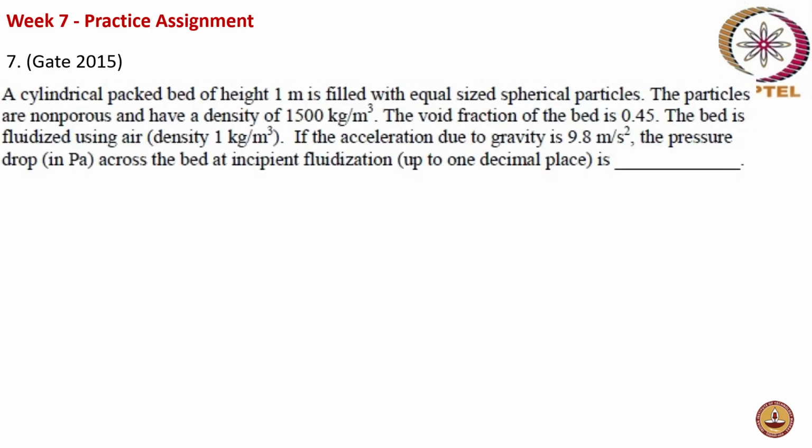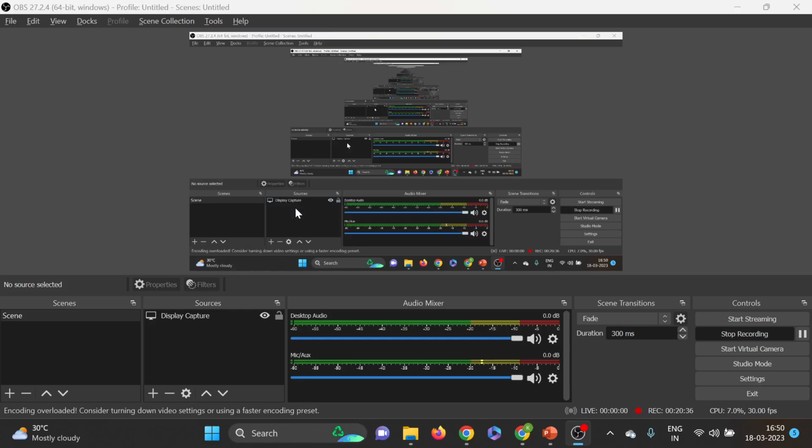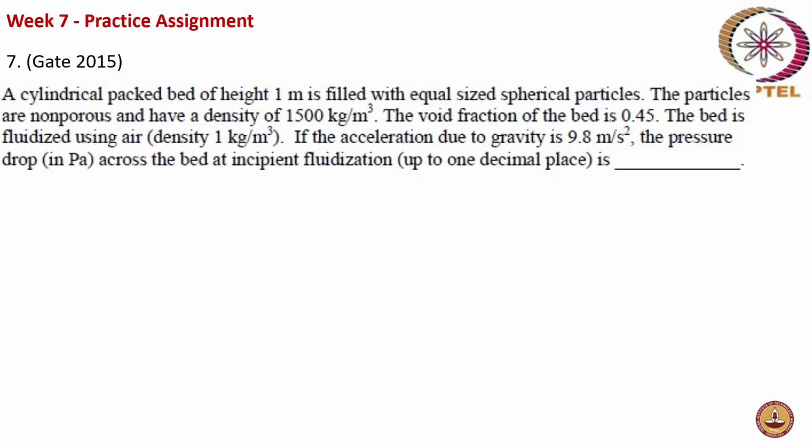Now let's go on to question number 7. This is actually a GATE question asked in GATE 2015. A cylindrical packed bed of height 1 meter is filled with equal sized spherical particles. The particles are non-porous and have a density of 1500 kg per meter cube.